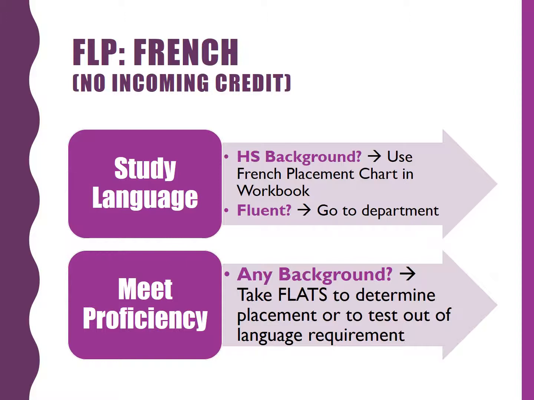If they're fluent, we would refer them to the department because we would want the department to see what would be the best class for them to start in. If they have any background in the French language at all, and all they want to do is just meet proficiency, then they just need to take the FLATS exam to determine placement or to test out of the language requirement entirely. So depending upon what their score is, they might just place out of it and they're done, or they might place into, let's say, the second part of the introductory sequence, and then they would only have to take that one class and then they would be done. So FLATS can help us determine where a student should start based on that.